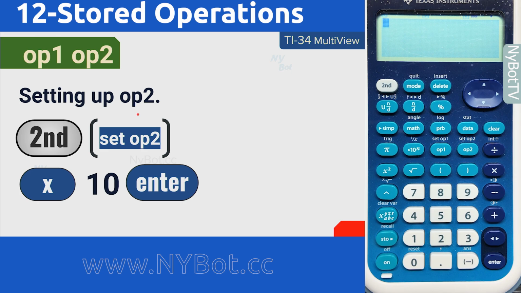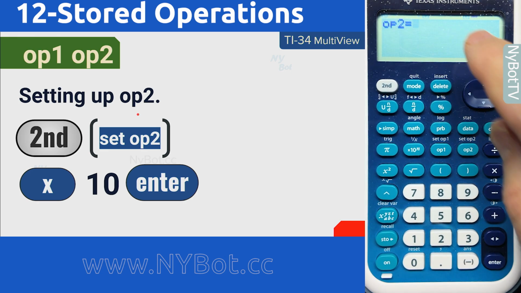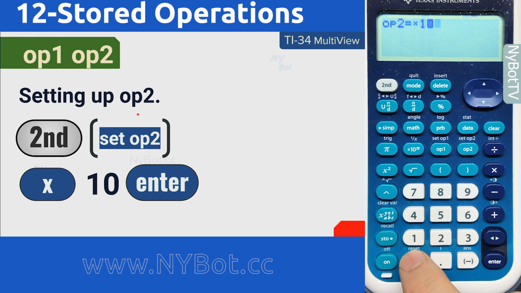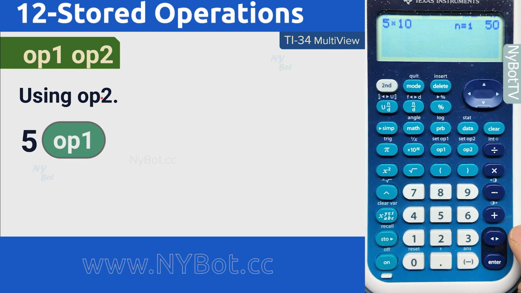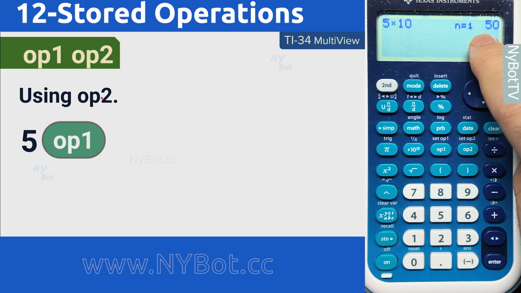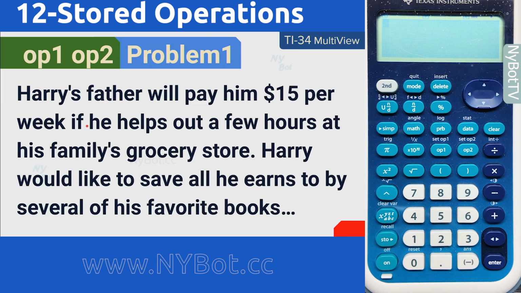Now let's set up OP2, second function OP2, and just say times 10, whatever the value is, times 10. Clear to exit. To use it, 5 OP2, 5 times 10 is 50. Now this shows 50.